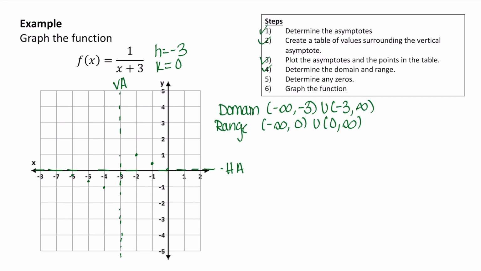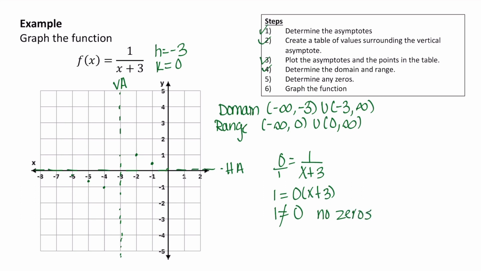Okay, so now let's determine any zeros of the function. Remember, to determine zeros, we need to set the function equal to 0 and solve for x. So we have 0 equals 1 over x plus 3. If we crisscross multiply, we end up with 1 equals 0 times x plus 3, which tells us that 1 equals 0, and that does not make any sense. So it has no zeros. Okay, so we'll have no x-intercepts.